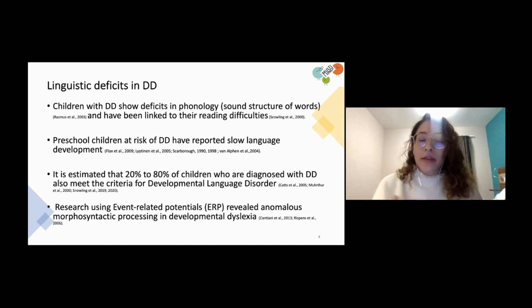So it seems that between 20 to 80% of children who are diagnosed with dyslexia meet the criteria of developmental language disorder, and vice versa. So these two disorders seem to co-occur.